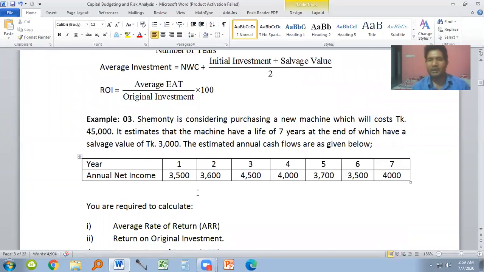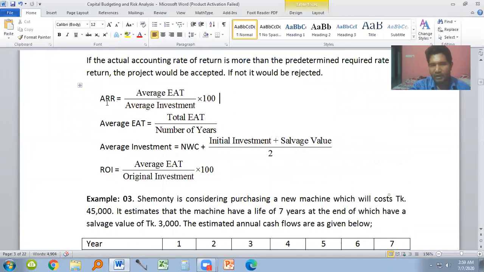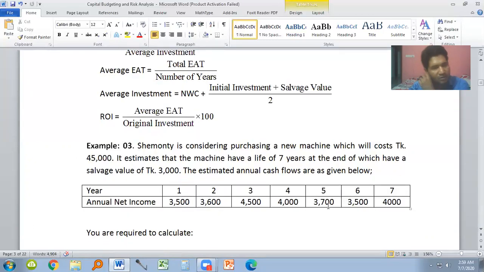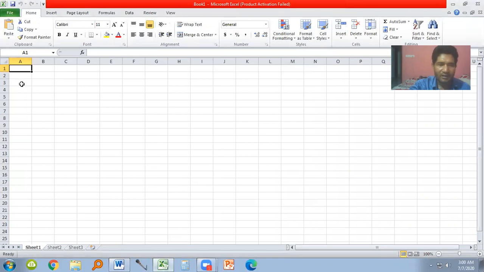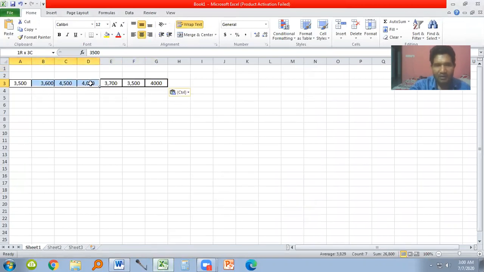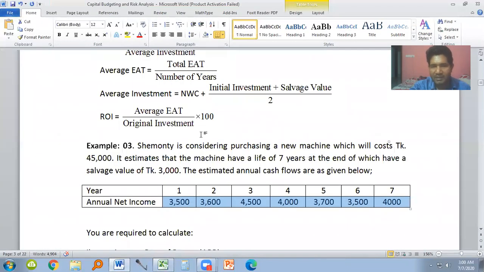If we calculate ARR, then what will we do? We know the formula: ARR equals average EAT divided by average investment, but there is no average EAT given, so we have to calculate average EAT. How can we get average EAT? We have to add all the amounts, and it will be divided by 7. We can calculate it very easily. What will be the sum? 26,800.